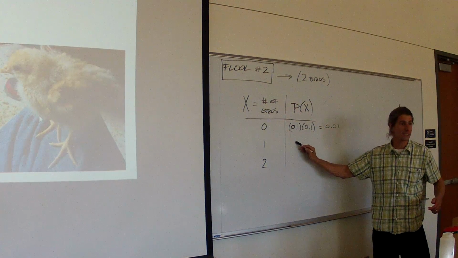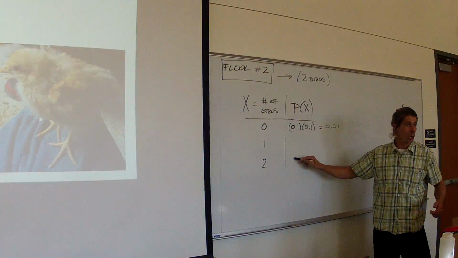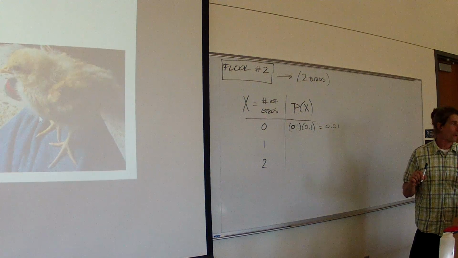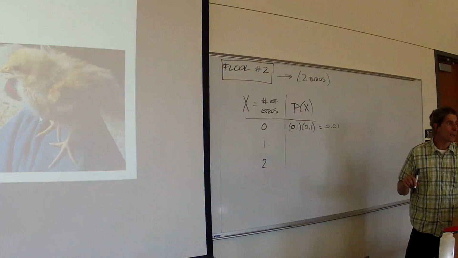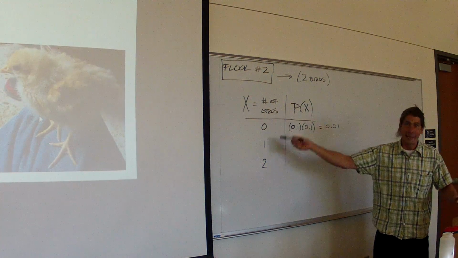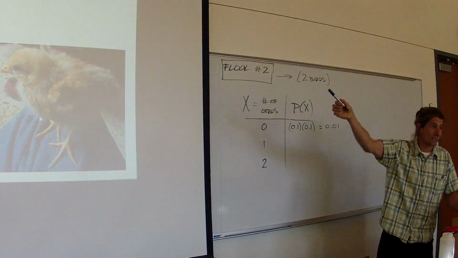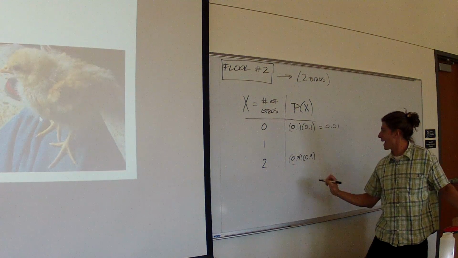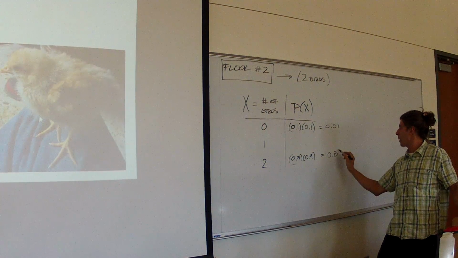Okay? Let's skip this one for a second and come down to here. What's the chance of getting 2 girls? Use the same logic. So 0.9 times 0.9. It has to be, doesn't it? Because in order to get 2 girls, Bertha has to be a girl, 0.9, and Nancy has to be a girl. So this is 0.81.